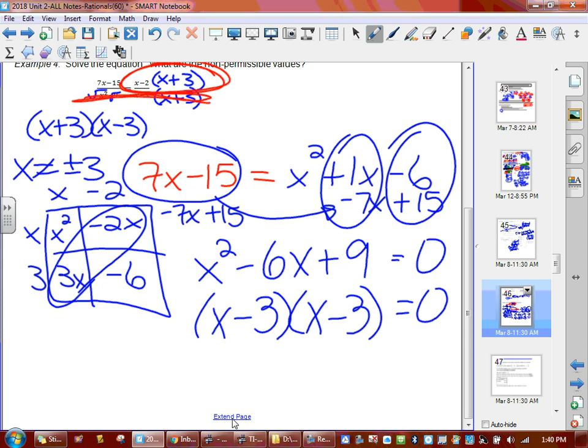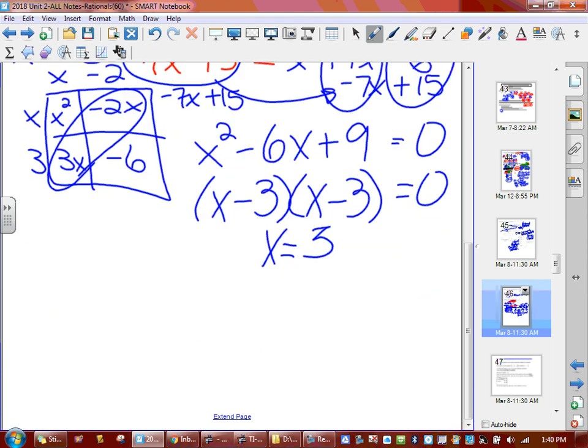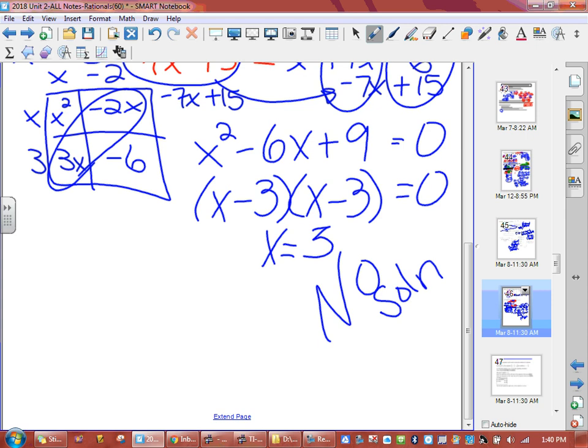Now, if we factor that, we're going to get x minus 3 and x minus 3 equals 0. The only answer I can get out of those brackets is positive 3. It's the only possible answer. But is that solution possible? No. So we say no solution. We say no solution because this answer is one of our non-permissibles. It's an answer it's not allowed to be. So that means we have no solution.